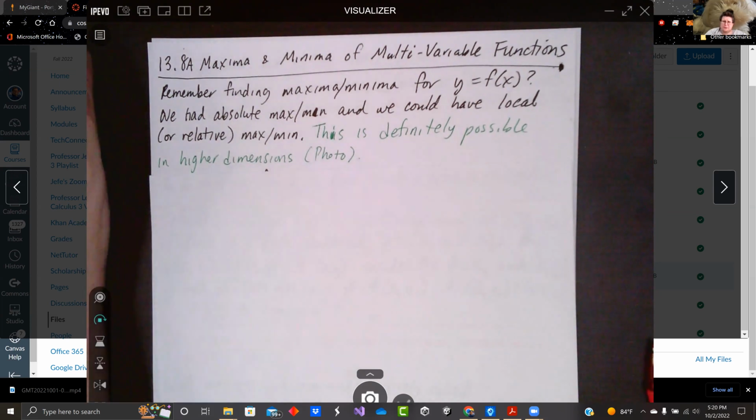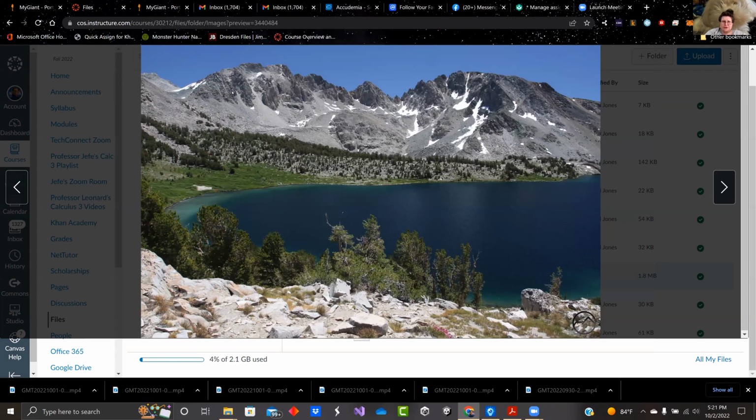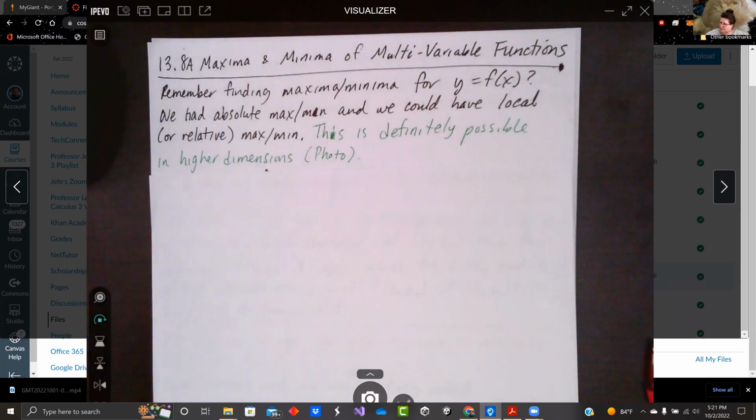This is definitely possible when we shift to multi-dimensions. Like, picture the Sierra Nevada, or just mountains. I would say right here might be the absolute max, but we can find a local max right here. We can find local mins all over the place and little local maxes too. So this is definitely doable. Let's just take a look at how we go about doing it.